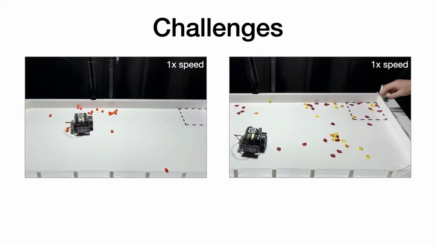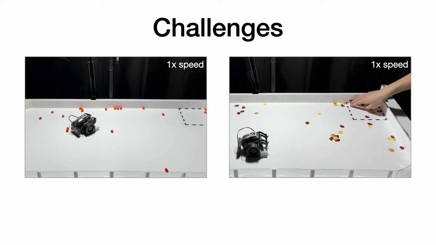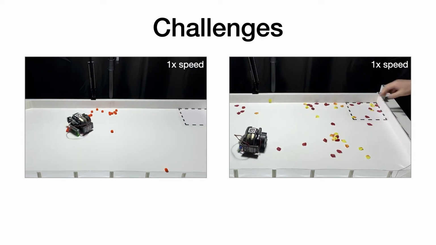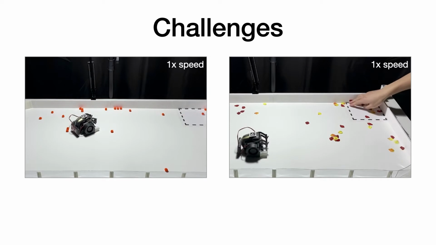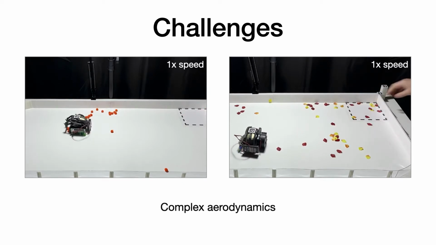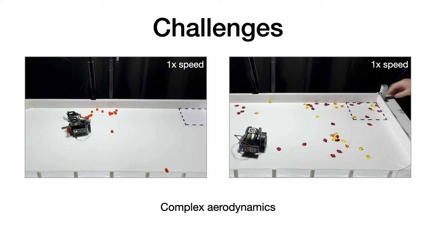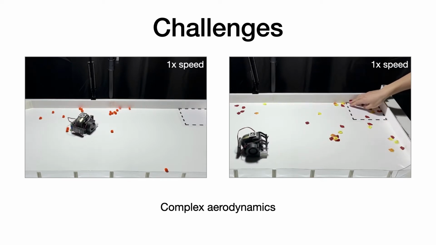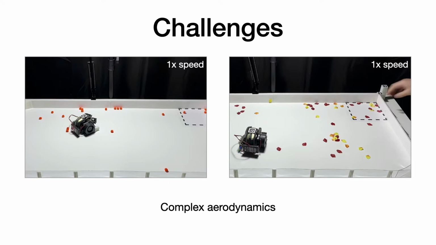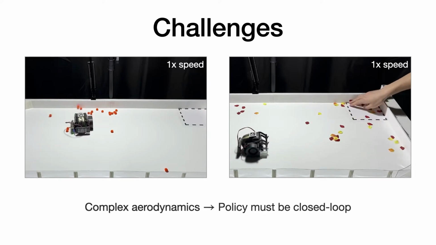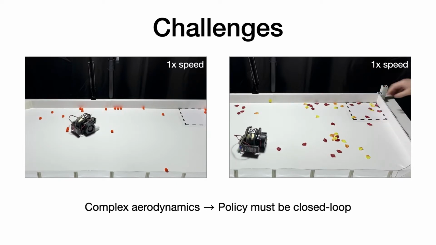Training a mobile manipulation policy to complete this blowing task presents several challenges. First, the objects can exhibit complex aerodynamics, so it can be difficult to accurately predict the effects of blowing actions. This means that the policy must learn to continually adapt to unexpected changes in a closed-loop manner.